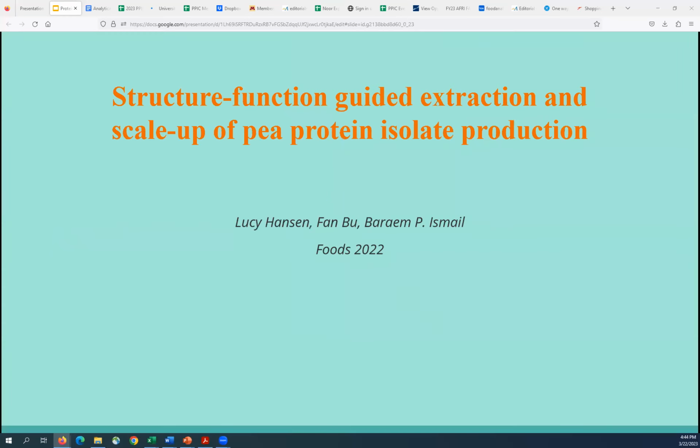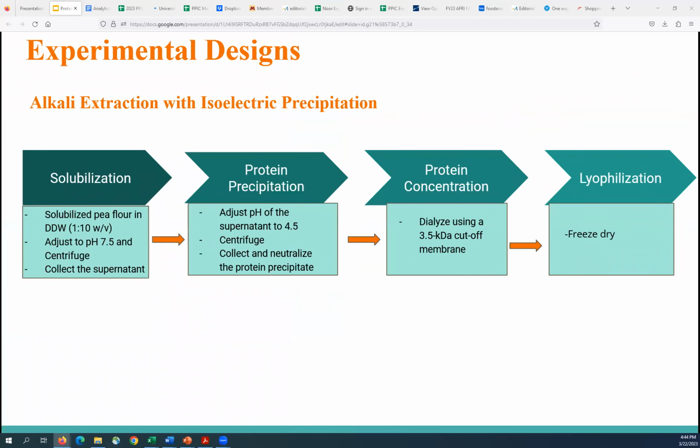Okay, so at this point, we're going to talk about our third and final paper, which was a structure and function guided extraction of pea protein isolate, and also featured the scale up of this pea protein extraction. So Hansen evaluated 2 different types of extraction methods. The first we're going to cover is an alkaline isoelectric precipitation, which was similar to what Stone had done in the previous paper, but instead Hansen did a double solubilization at a more mild pH of 7.5.